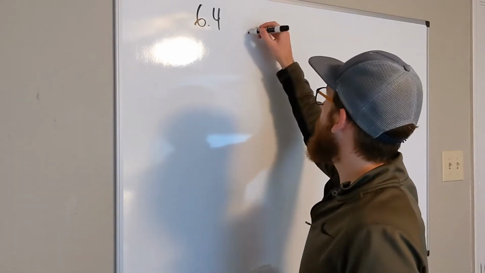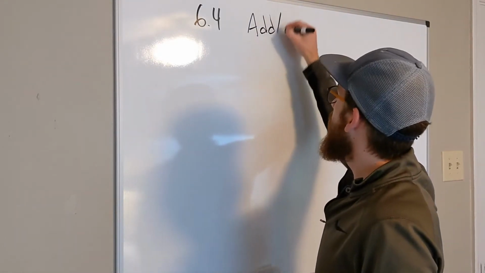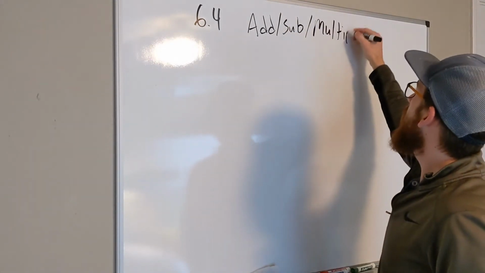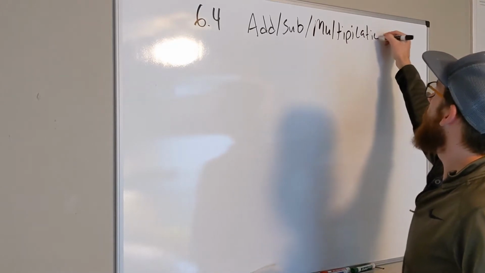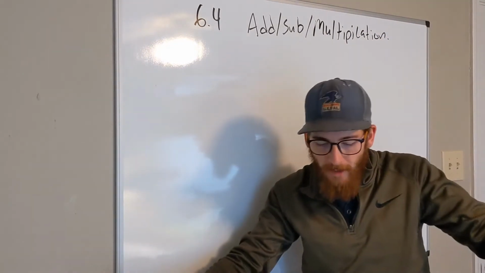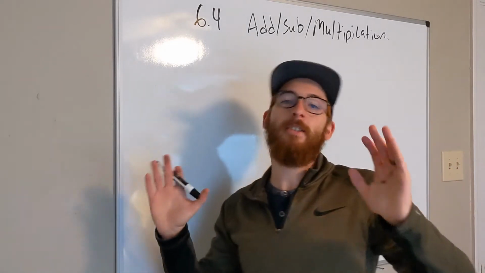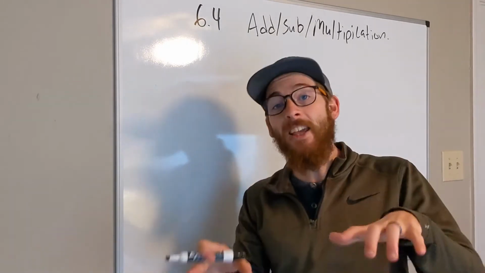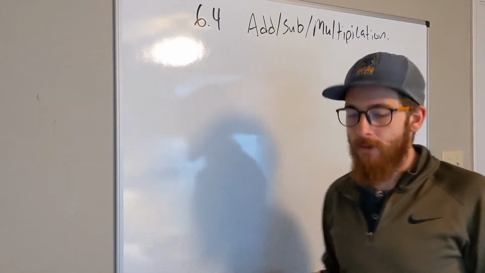6/4 is just addition, subtraction, and multiplication of the things we've been talking about. Of course, I'm not just saying we're just adding, subtracting, multiplying, dividing. We're just applying those things to radicals, okay?